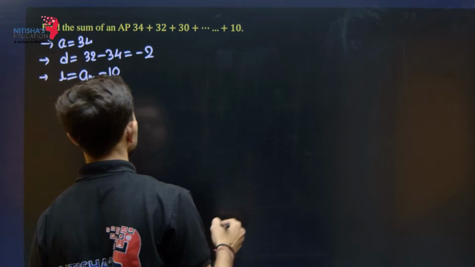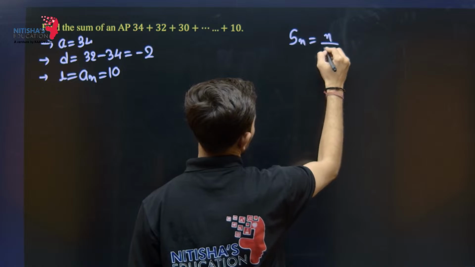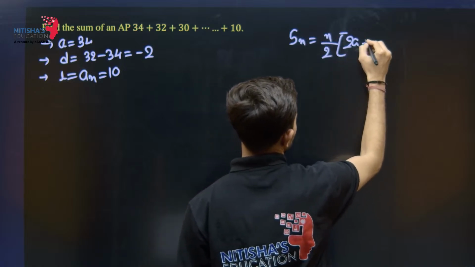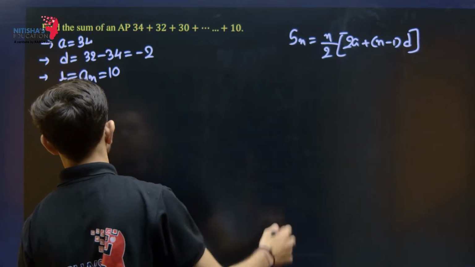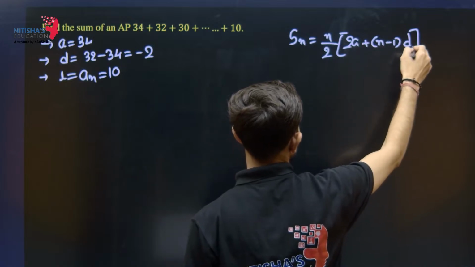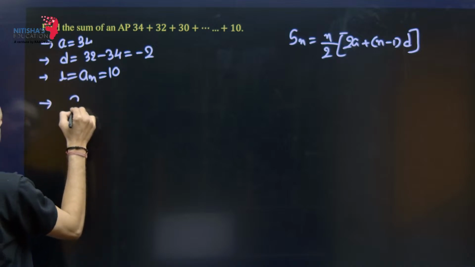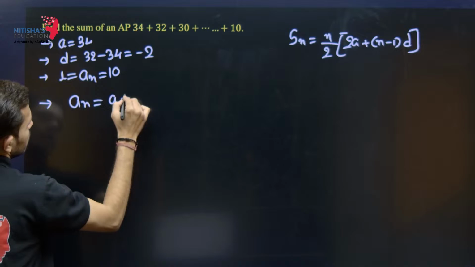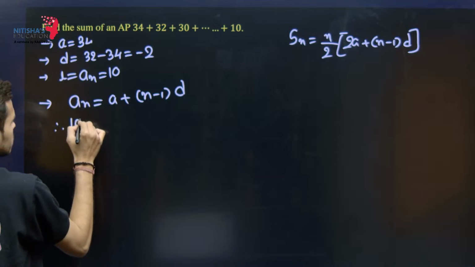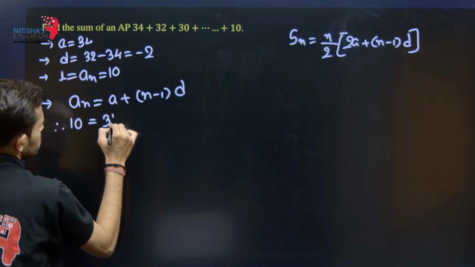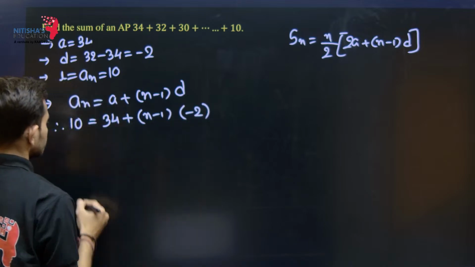If I want to find the sum of these numbers, then we have to use the sum formula, which is Sn is equal to n upon 2 in bracket 2a plus n minus 1 into d, right? I have the value of a, I have the value of d, but I don't have the value of n. Then we first have to find the value of n, which is found by an is equal to a plus n minus 1 into d. What is the value of an? It is 10. The value of a is 34 plus n minus 1. The value of d is minus 2.